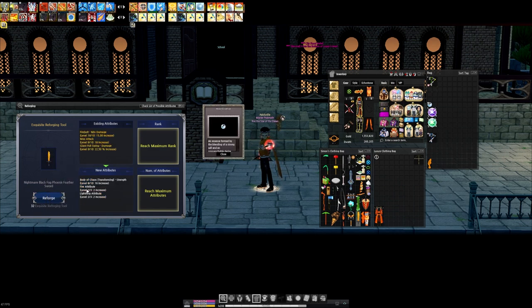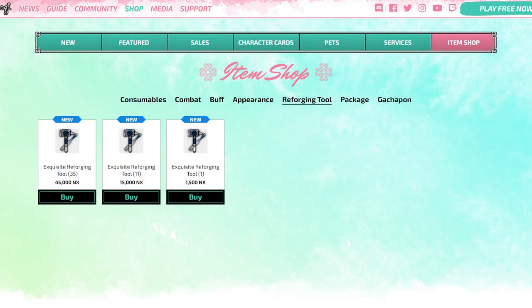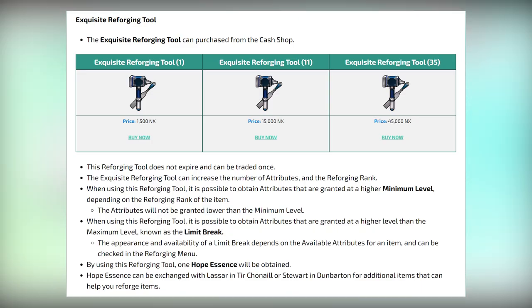Now, let's talk about the new exquisite reforging tool. The price is 1.5k NX per tool, or 45k NX for 35 tools. At first, this looks like a price increase, which it is, but it is also a lowered cost compared to the Kretna's reforging tools of the past. Functionally, these are the same as the precise tools, except they have the rare possibility to limit break, they have an increased minimum level for attributes, they can be traded, and they come with a pity system built in.